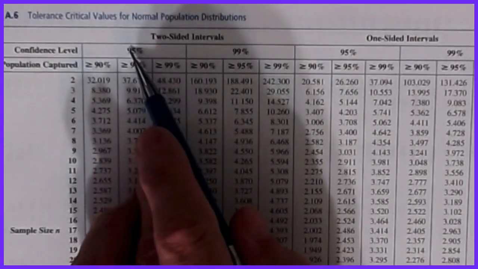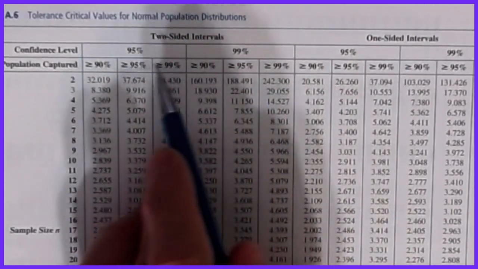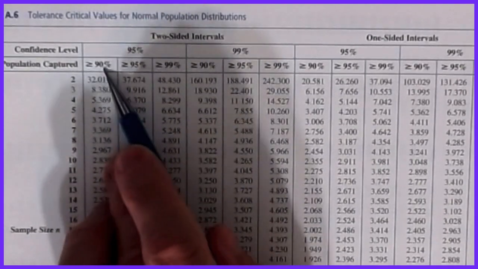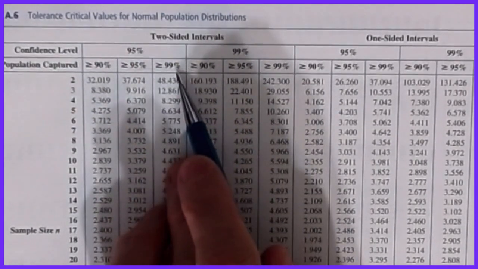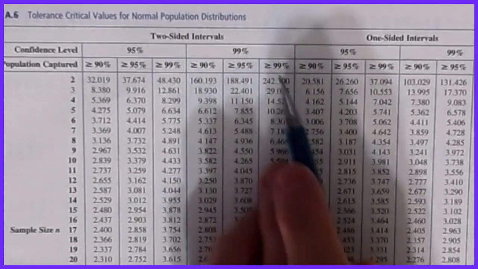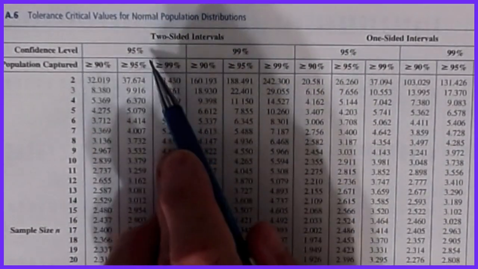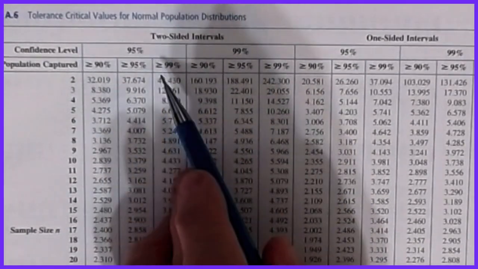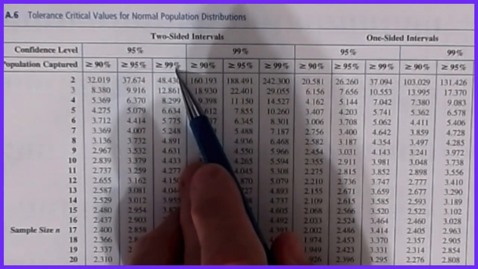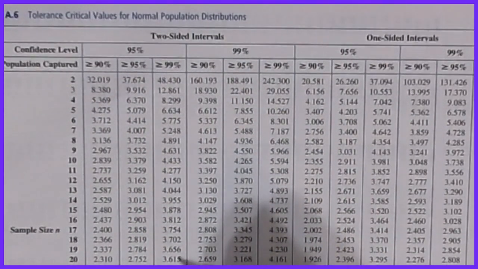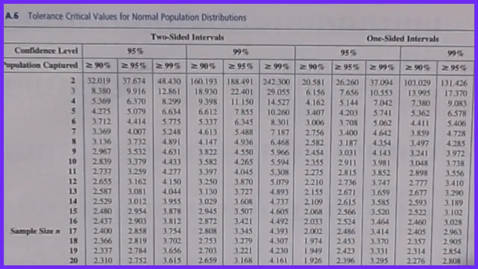Once I choose the degree of confidence that I have, then I look at the percentage of the population captured. Are we wanting 90% of all the data points, or 95 or 99? You see that those three all repeat coming across here. Once I do that, I figure out what column I'm in. So let's say we wanted a 95% confidence interval at 99% of all of the data captured, and we had 20 data points. We would read down, and that would be this value, 3.615, and that would be my statistic. And that's all there is to it, to be able to capture all of the data.